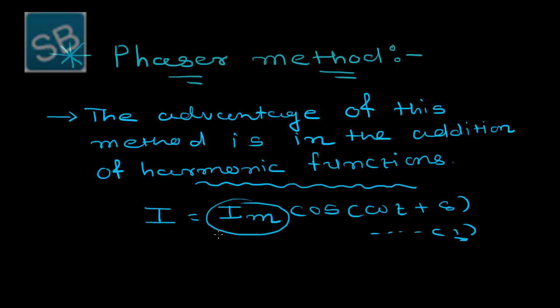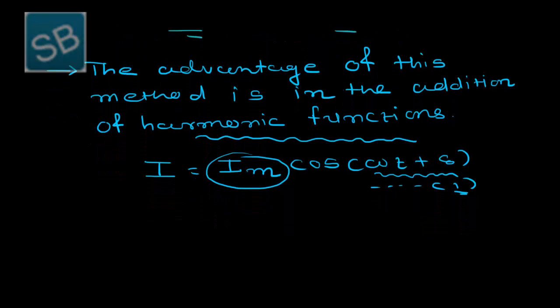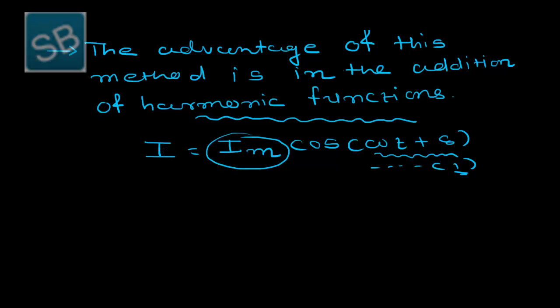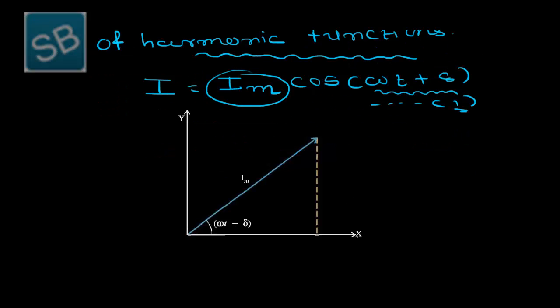Now to add the magnitude is very easy, but in order to add this angular quantity or the phasor quantity, the use of the phasor method has arrived. So I am starting the analysis by putting this harmonic function into the two-dimensional plane. Here I have put this harmonic function I in the xy plane by drawing the Im magnitude on this side, with the angle omega t plus delta with the x axis.